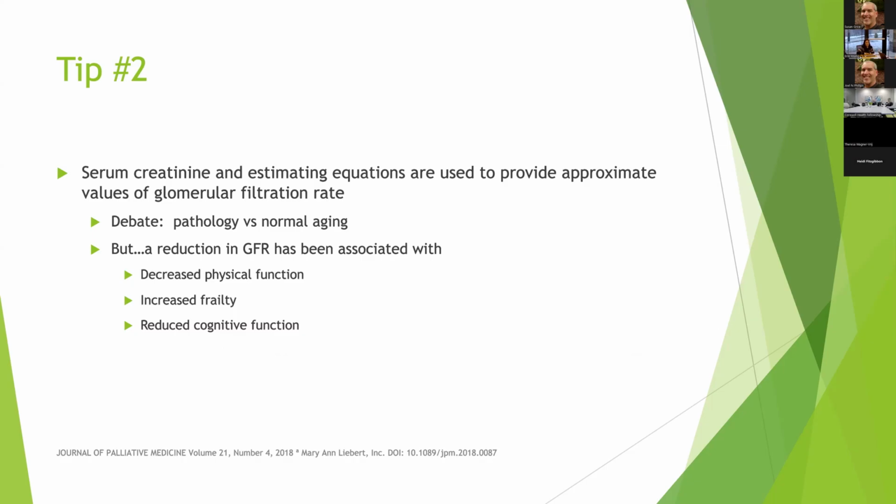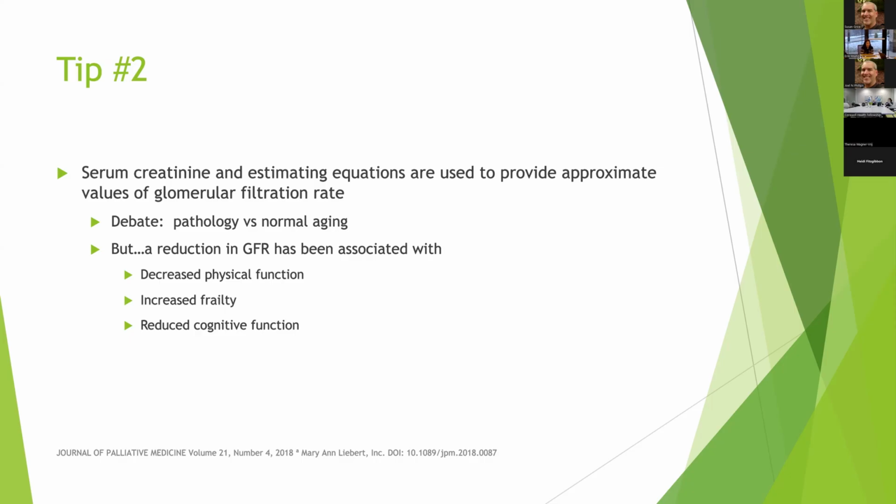Tip number 2, our nephrologist colleague said serum creatinine and estimating equations are used to provide approximate values of GFR, which is a really black and white statement from our colleagues. I have heard quite a bit of debate over the years of, is a declining GFR pathology, or is that really just normal aging?